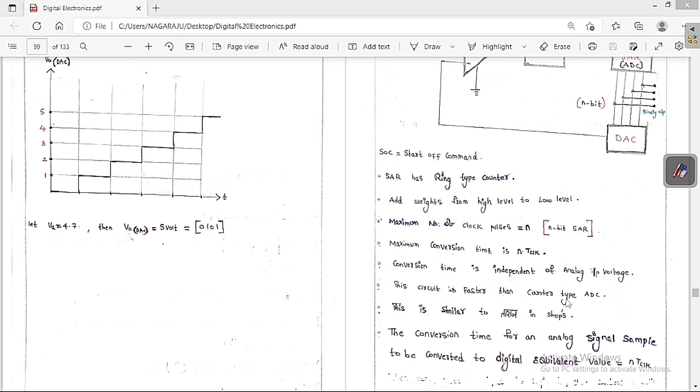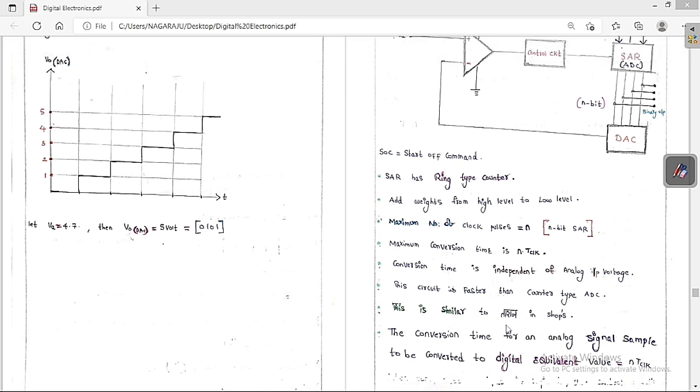The circuit is faster than the counter type ADC, because you see clearly here n into T clock is very much lesser when compared to 2 to the power n minus 1 into T clock. So this is better and very fast. You are going to get the result very fast when compared to the previous one. The circuit is faster than the counter type ADC. This is similar to a taraj in shops. I have already told you, taraj means a weighing balance machine.